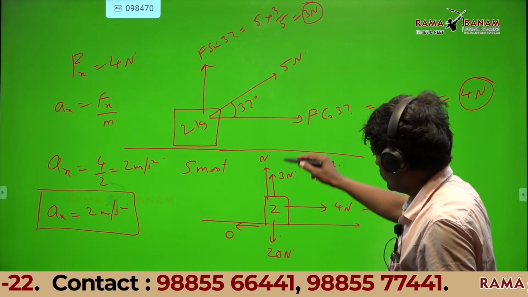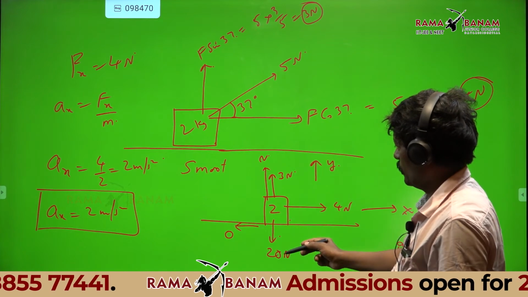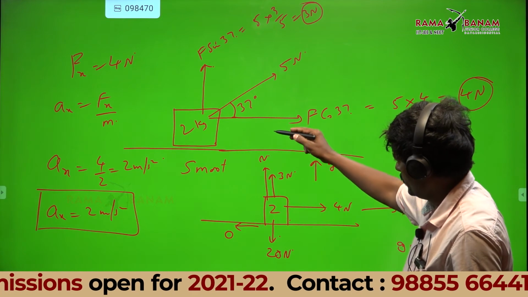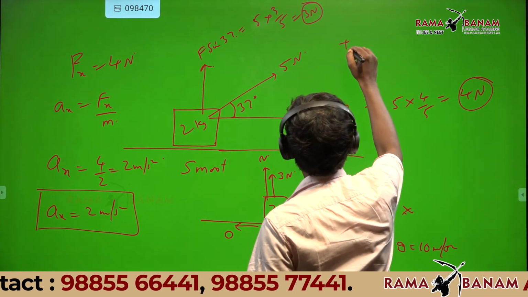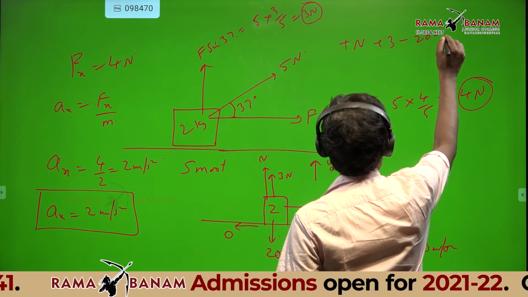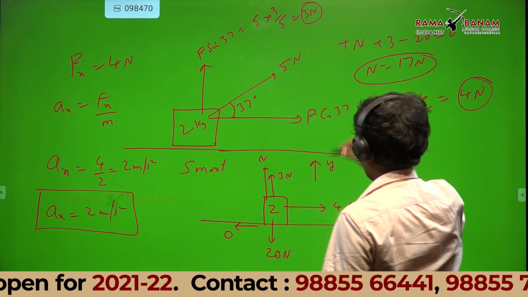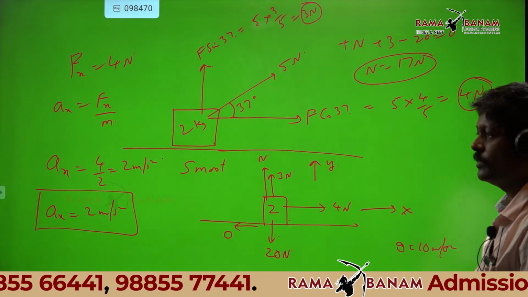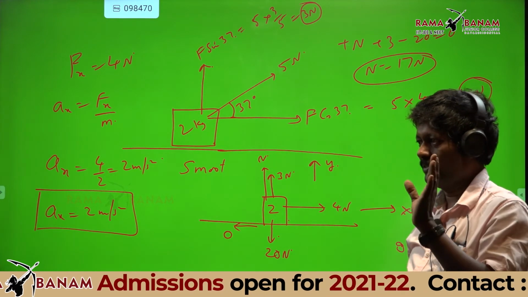But is the body moving vertically? No. That means net force should be 0. Plus N plus 3 minus 20 equal to 0. N equal to 17 Newton. That means the normal reaction from the floor is 17 Newton. Now I will explain what is the meaning.